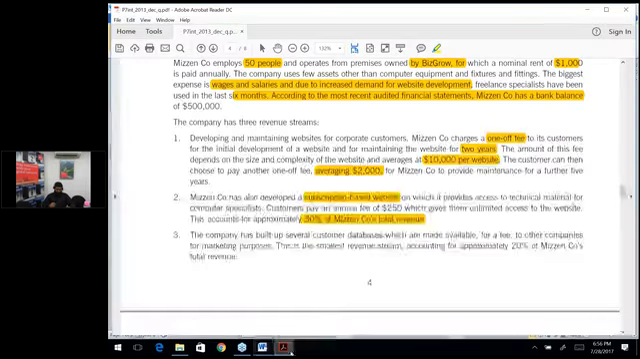Next, the company has built up several customer databases which are made available for a fee to other companies for marketing purposes. This is the smallest revenue stream, accounting for approximately 20% of Mizzen company's total revenue.